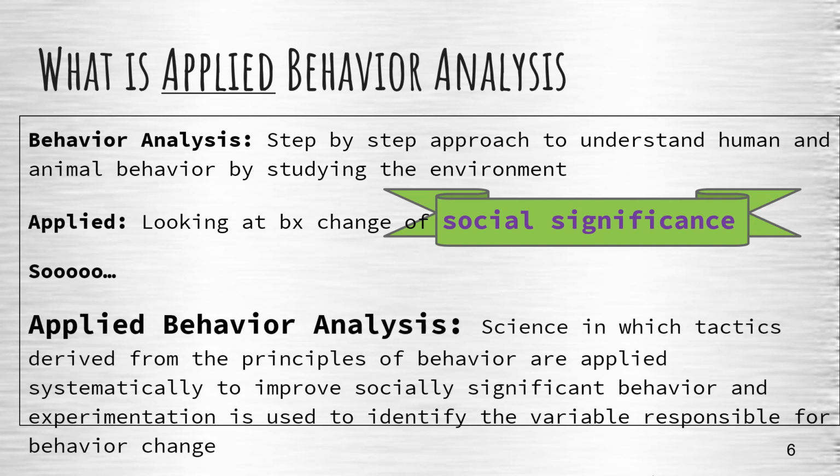Therefore, if we put it all together, applied behavior analysis is the science in which tactics derived from the principles of behavior are applied systematically to improve socially significant behaviors, important behaviors in somebody's life. And experimentation is used to identify that what we're doing is responsible for behavior change. So when you apply a technique that you learn in applied behavior analysis during your session, we want to measure the behavior and make sure that what we're doing is effective by the change in your data.